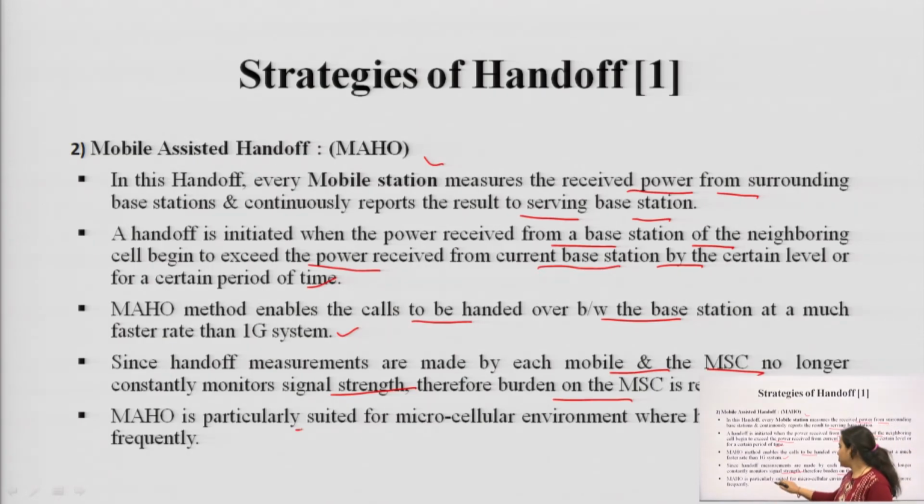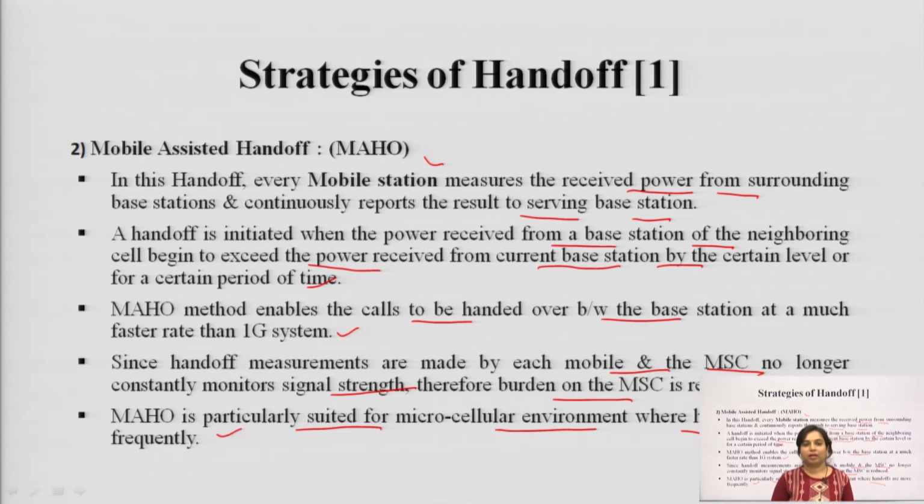MAHO is particularly suited for microcellular environments where handoffs are more frequent. So, basically, in such a frequent nature of handoffs this will be considered, that is MAHO. Microcellular means we have reduced the size of the cell, because if we reduce the size of the cell, then the handoff probability will be quite large, which means that we have to move from one place to another place.